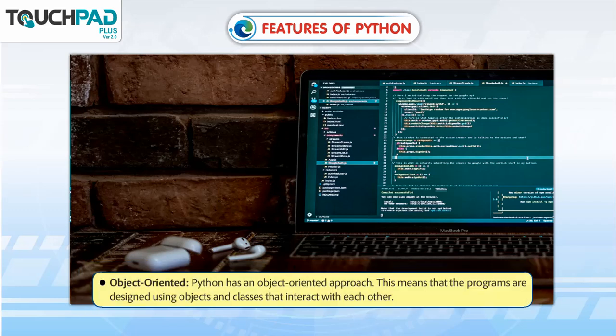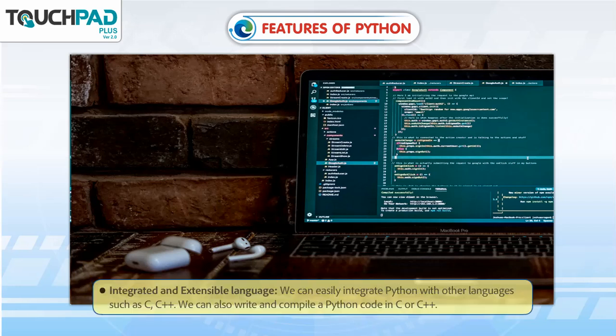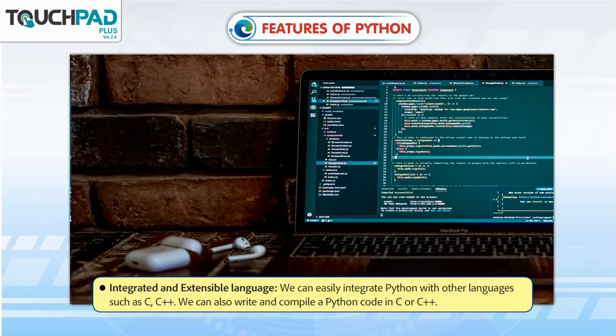Object-oriented. Python has an object-oriented approach. This means that the programs are designed using objects and classes that interact with each other. Integrated and extensible language. We can easily integrate Python with other languages such as C, C++. We can also write and compile a Python code in C or C++.